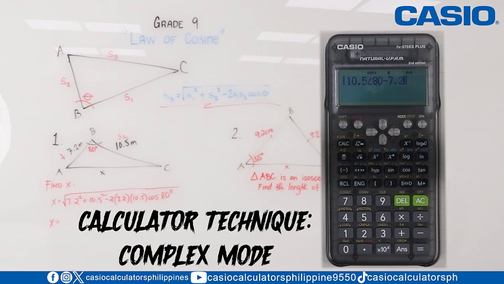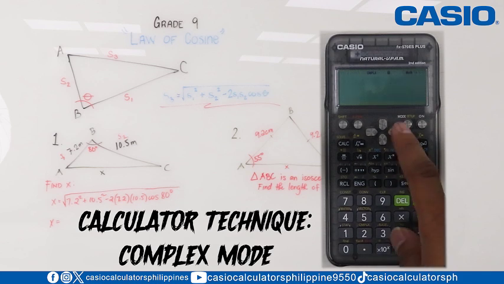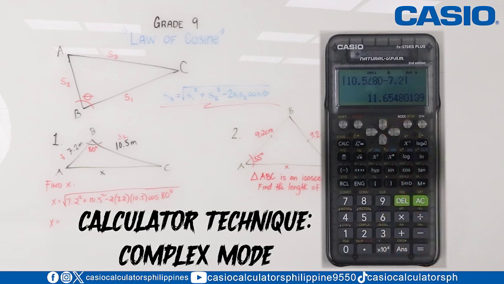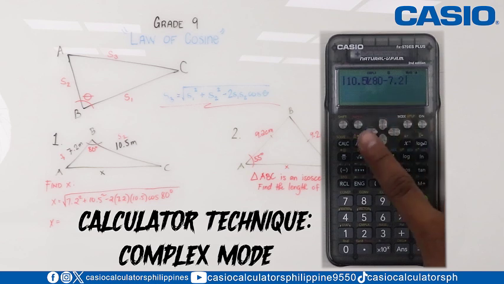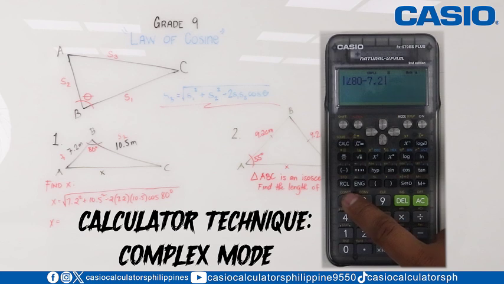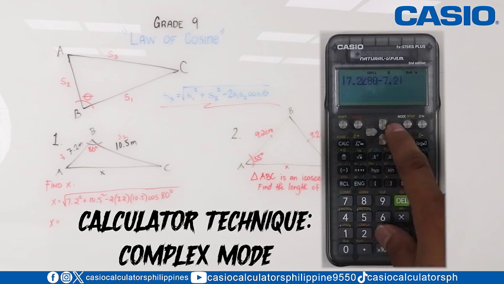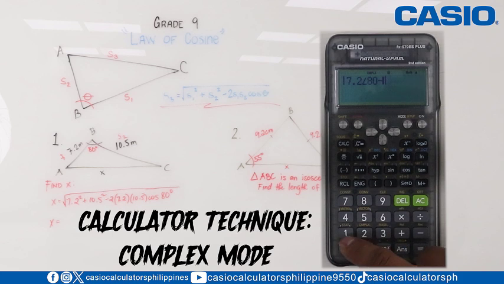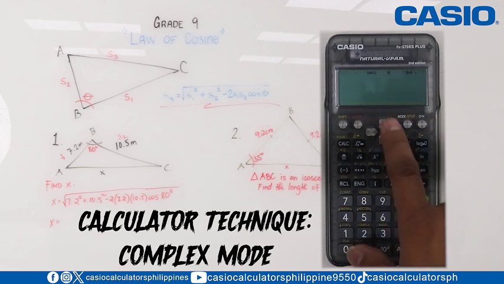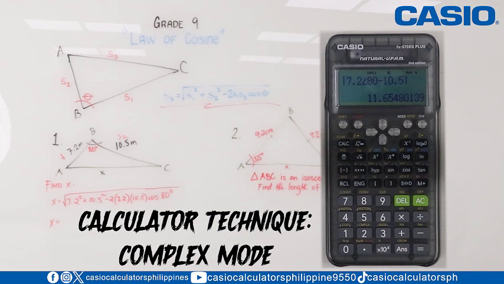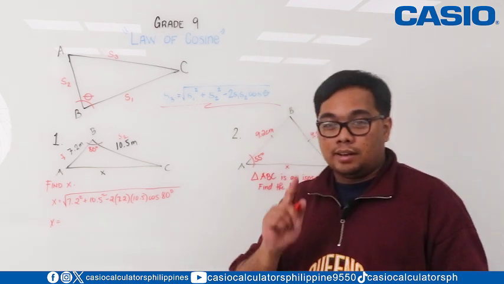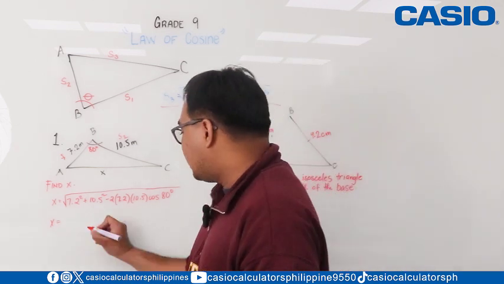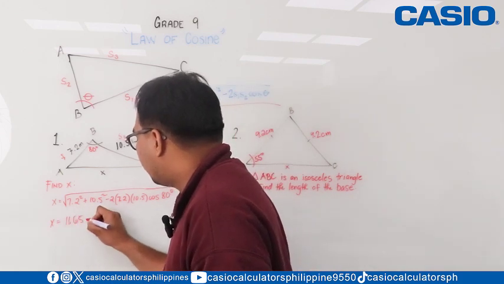In this way, if you press the equal sign, the answer will be the value of the third side. If we perform the same but first use the other side, 7.2, and then subtract the other side, 10.5, the answer will still be the same. Therefore, the length of our third side is 11.65 meters.